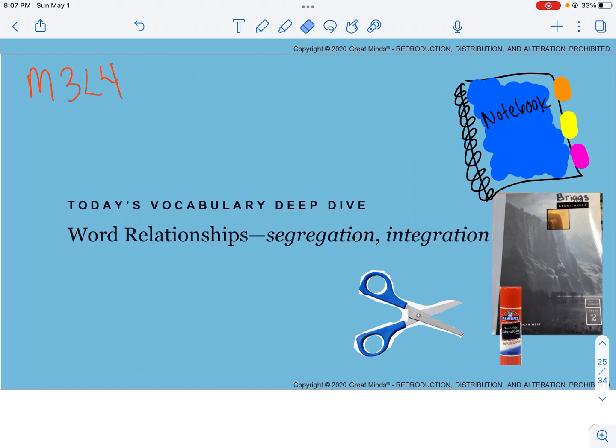You will need your notebook. We're going to use the vocabulary section. You'll also need your blue book. There is an option to cut and glue things in your blue book, or you can choose to just write the words.